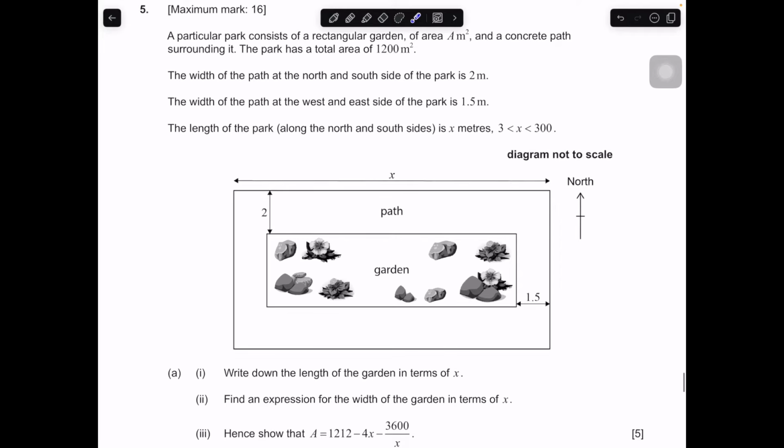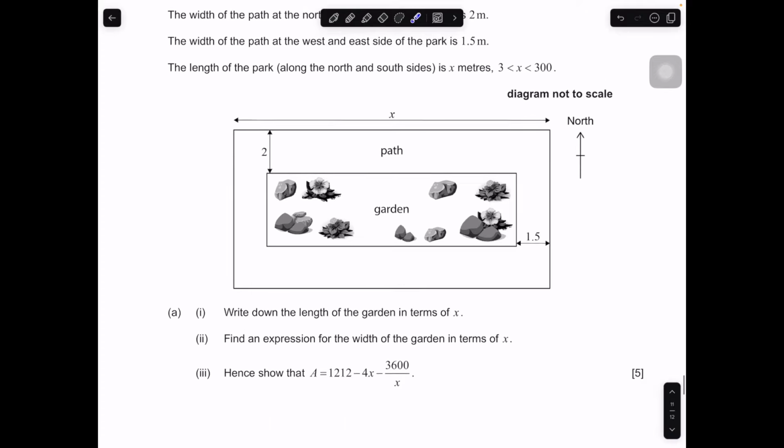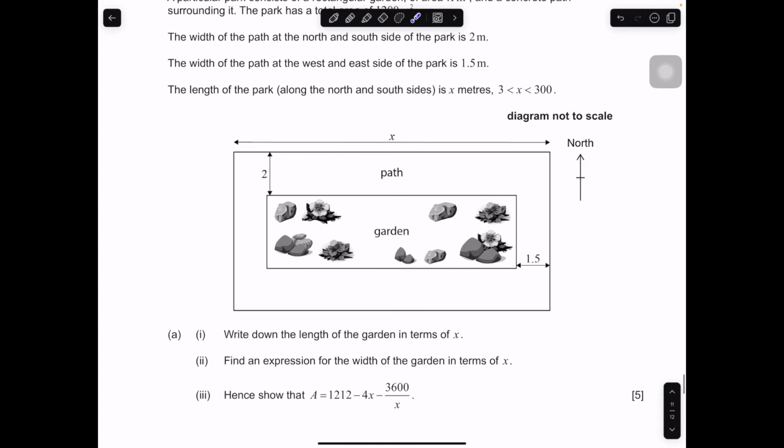So just to summarize this question, we've got this park, and we're going to put a path around this garden. The width of the path on this, let's say, north and south edge is 2, and the width of the path on this east and west edge is 1.5. I'm going to put a path around this garden. Write down the length of the garden in terms of x.